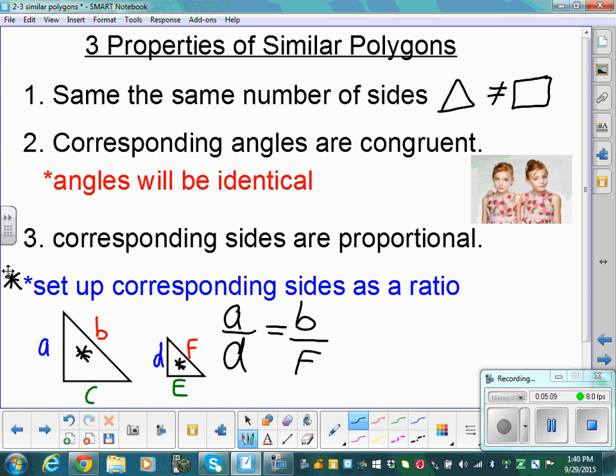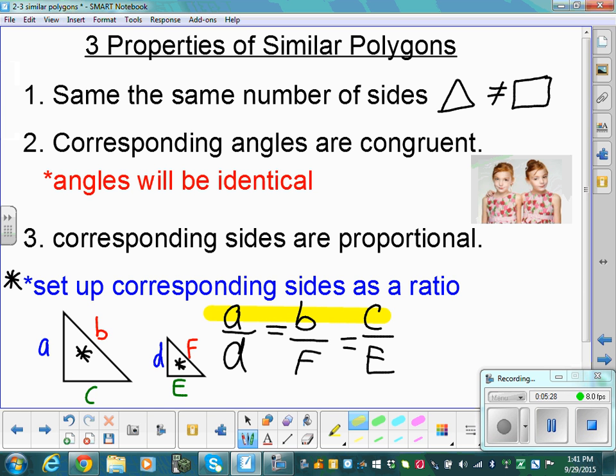And then that would be equal to C over E. Very good. And that will be equal to C over E. Now notice something very important here. I'm going to highlight it real quick. Notice something very important. I went from the big to the small. I always listed the big on top. Does everybody see that? Yeah.